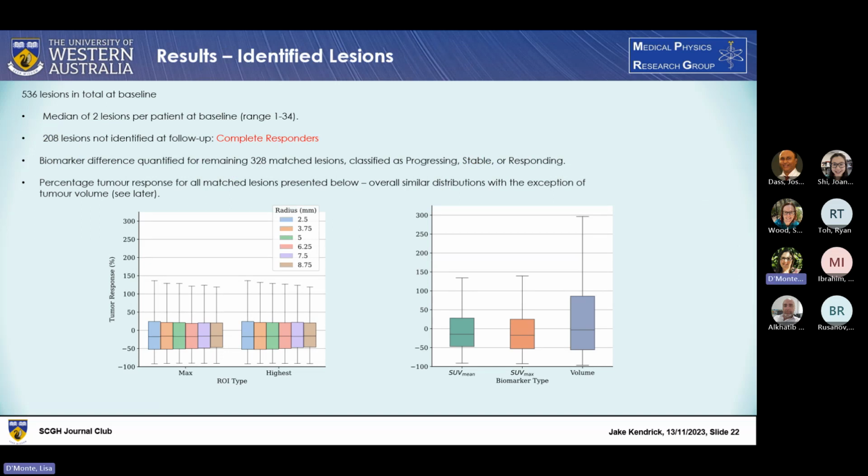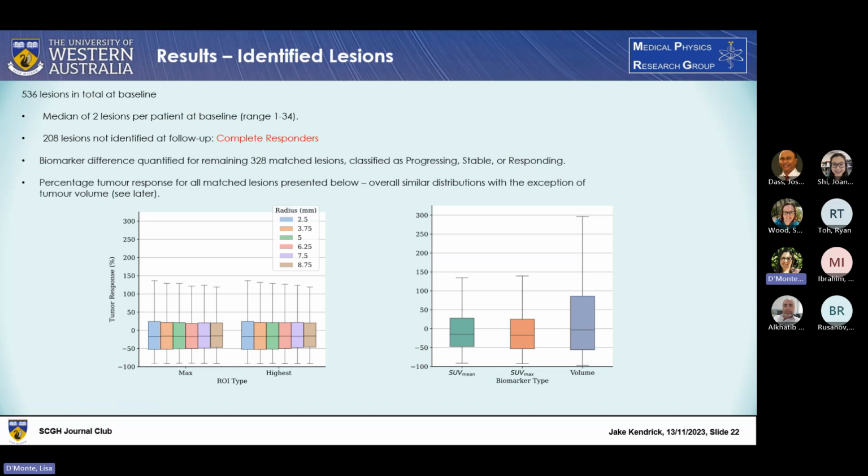Okay, so in total, we had 536 lesions at baseline. As I said, median of 2 lesions per patient, range between 1 and 34. That was actually one outlier there. 208 lesions were not identified at follow-up scan, which means they were complete responders. They completely responded, which is good. And then we quantified the biomarker difference for each of those different biomarkers, for the remaining 328 matched lesions.